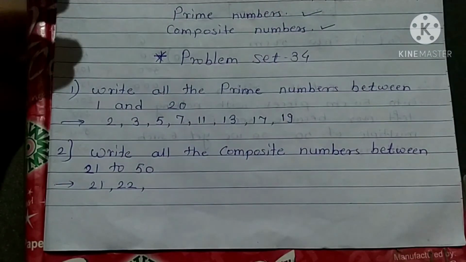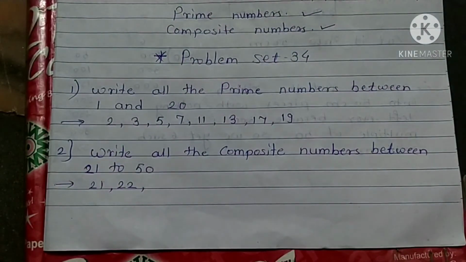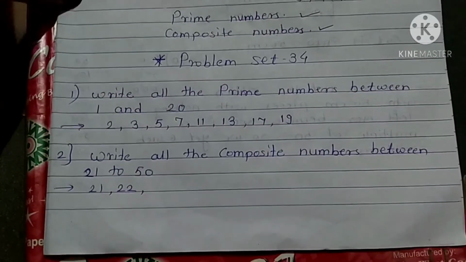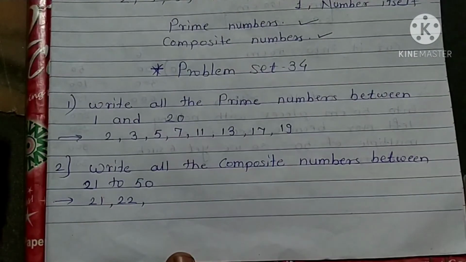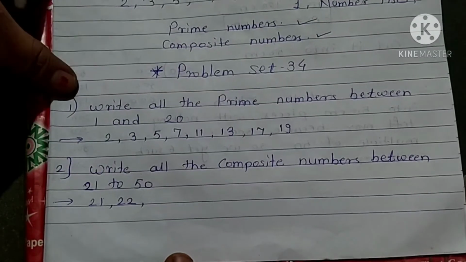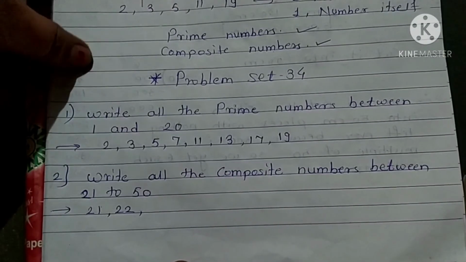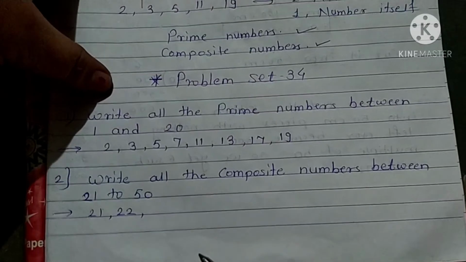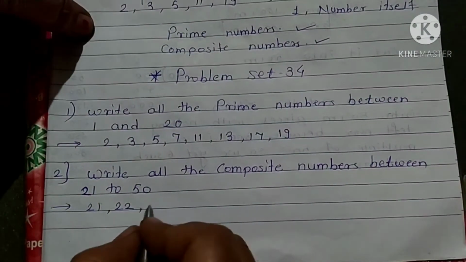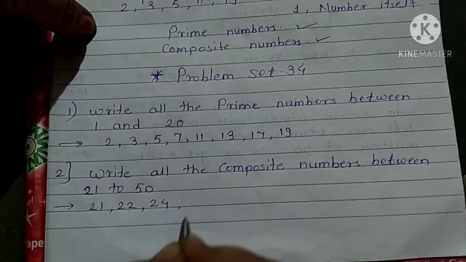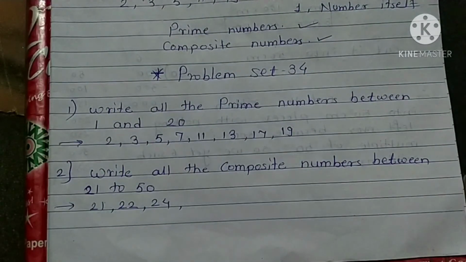Now 23, is 23 present in any table? No. So 23 is not present in any table, which means the factors of 23 are 1 and 23 only. So 23 is a prime number, not a composite number. Then 24, yes, 24 is present in the 3 table, 4 table, 6 table, and 12 table also. So 24 is a composite number.